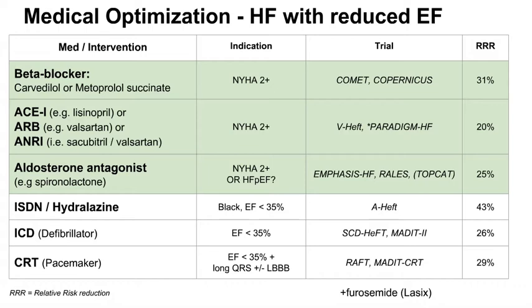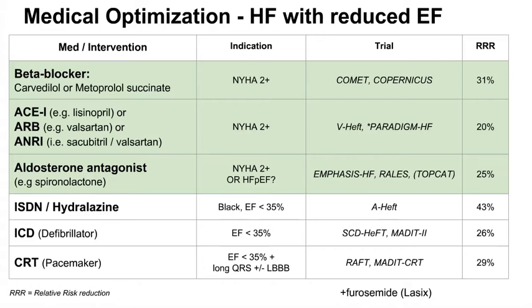The patient should be on a beta blocker, specifically carvedilol or metoprolol succinate. They should be on an ACE inhibitor or an angiotensin receptor blocker, or one of these new medicines like Entresto, which is sacubitril and valsartan, which is shown to prevent mortality in heart failure with reduced ejection fraction. This Entresto is a very new medicine, from the PARADIGM-HF trial, which has really gotten a lot of press in the past year or two.